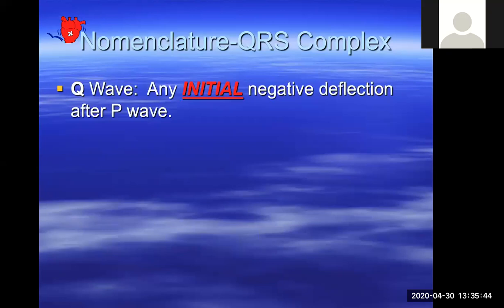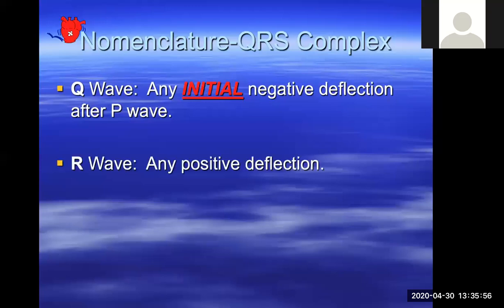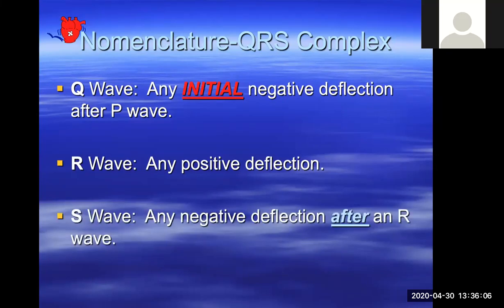So as we mentioned, if somebody asks you what a Q wave is, the Q wave is the first negative wave after the P wave. So that's called the Q wave, okay? And the R wave is any positive wave in the QRS. It may have more than one. And the S wave is the negative wave that comes after the R.